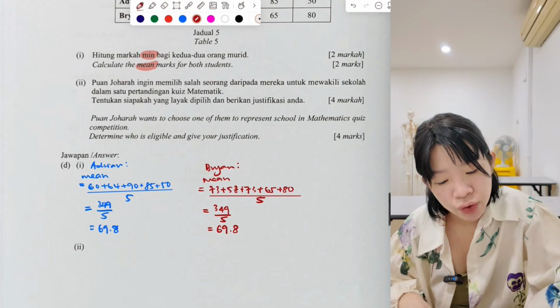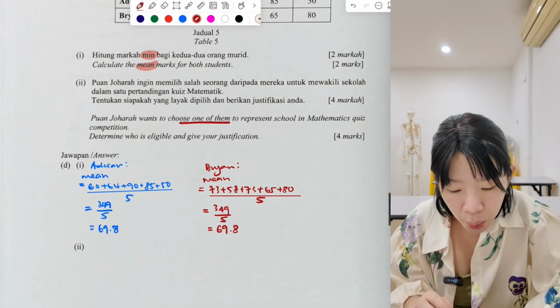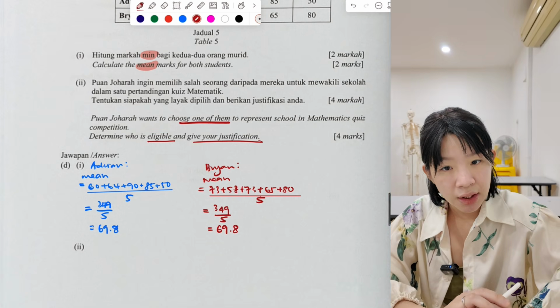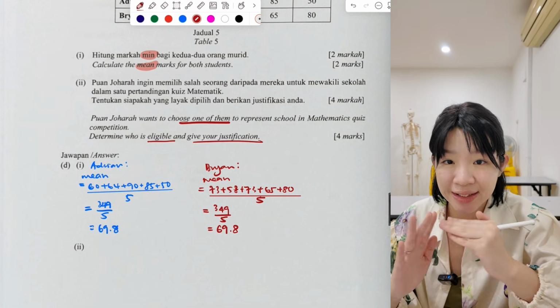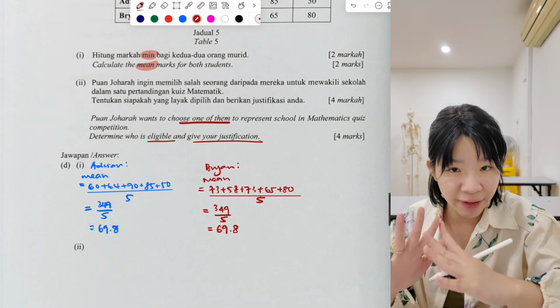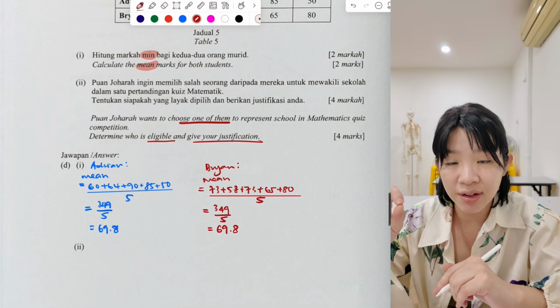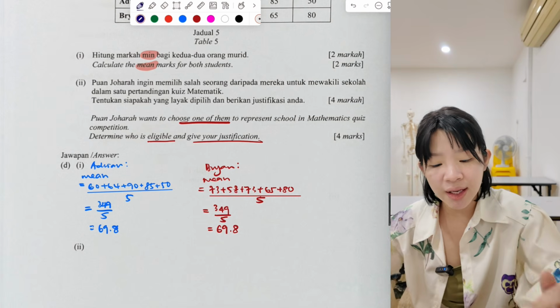Puan Johara wants to choose one of them to represent the school in a mathematics quiz. So determine who is eligible and give your justification. Who will be selected? The student with the most consistent performance will be selected. So we use standard deviation (sisihan piawai) to find out. The smaller the standard deviation, the more consistent it is.